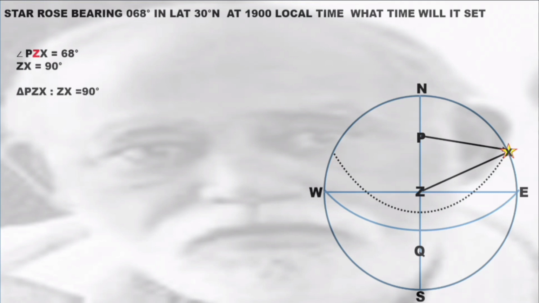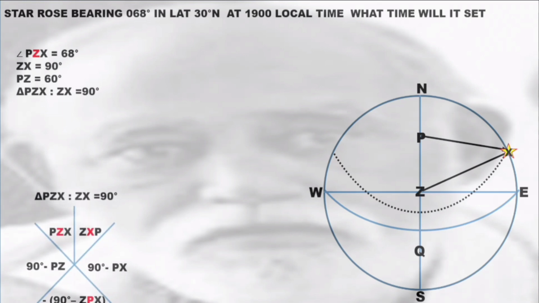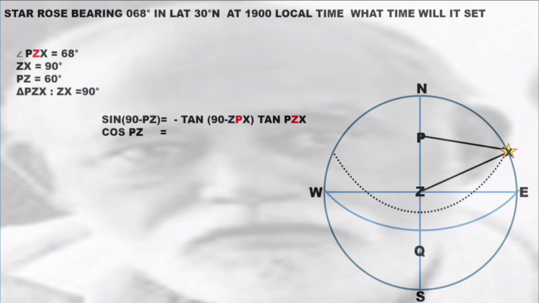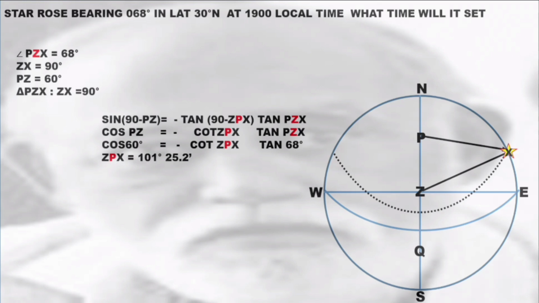Rising bearing is 68. Triangle PZX, angle Z is 68. ZX is 90, rising. We have ZX is 90. PZ, we have the latitude 30, so PX will be 90. Using your Napier's rules, we can always find out angle P. Angle P is 101 degrees here.